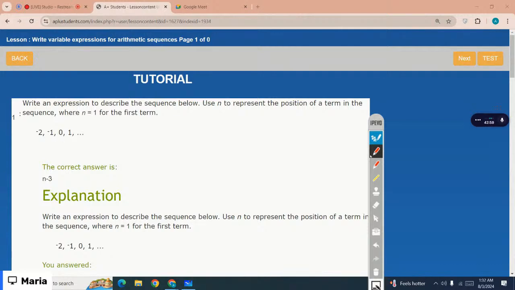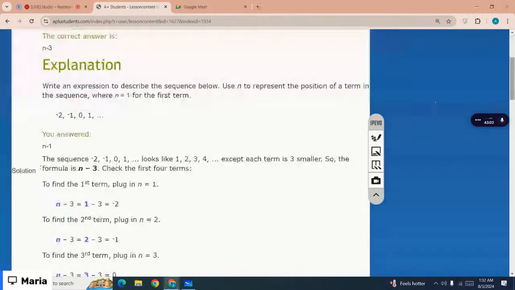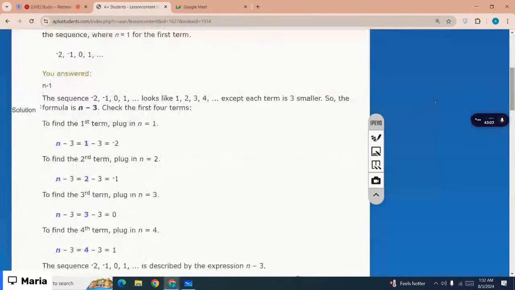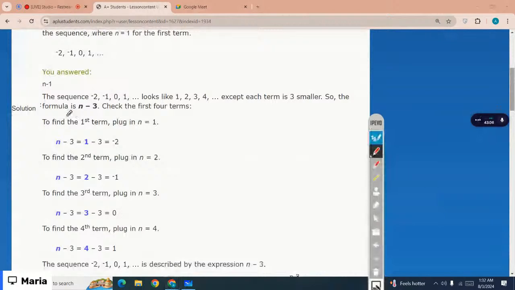You have to find the sequence for this arithmetic sequence, right? So how do we find the sequence? You start with the sequence -2, -1, 0, and 1, right? Basically, just look at this number -3, -1, and 0, right? That means every time you have to subtract these numbers from 3n minus 3.